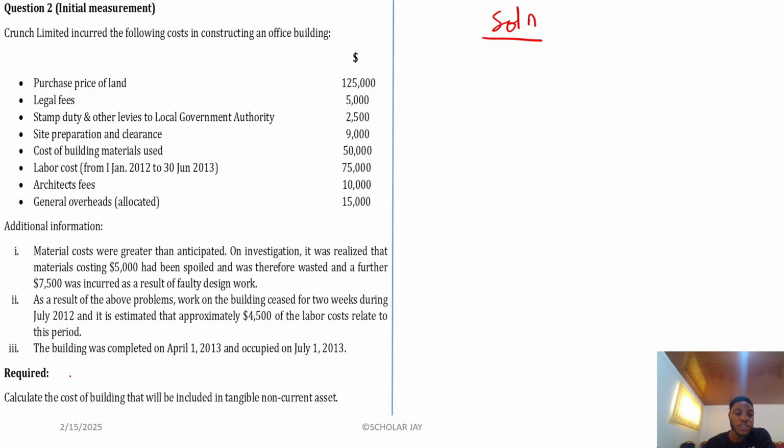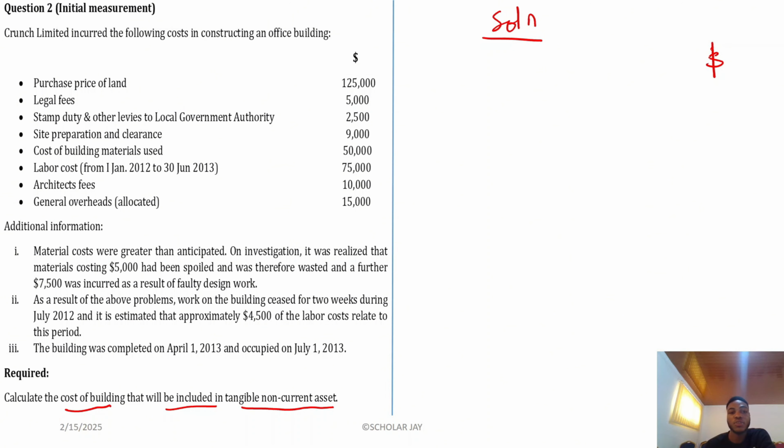It says, required, calculate the cost of the building that will be included in the tangible non-current assets. And I'm sure you understand why they are saying tangible non-current assets. I've explained this to you, right? So now let's see which costs will be included in the tangible non-current assets. So let's bring our dollar sign.